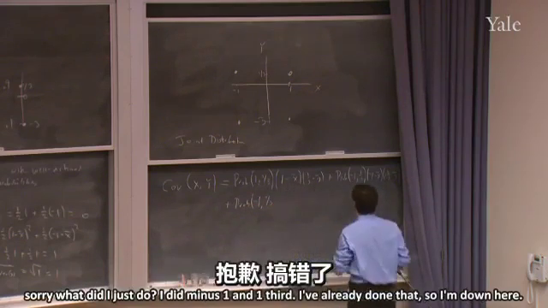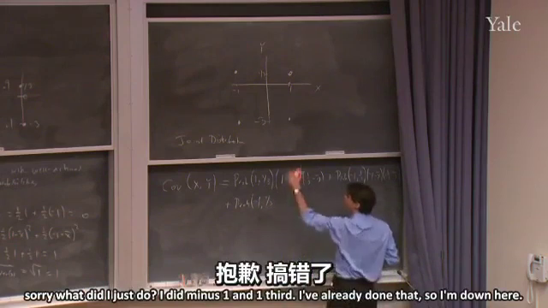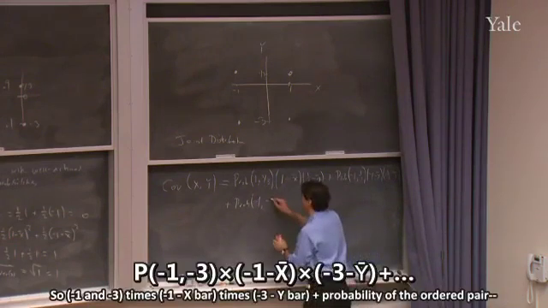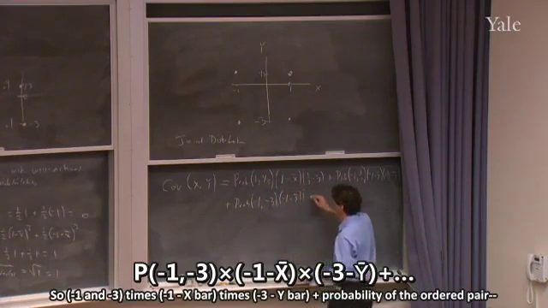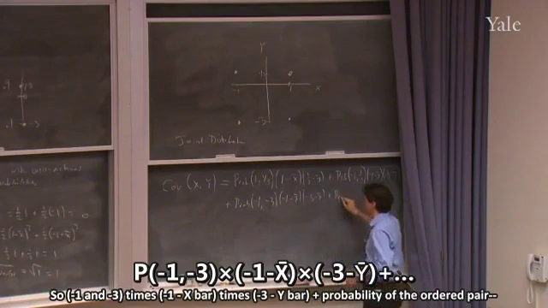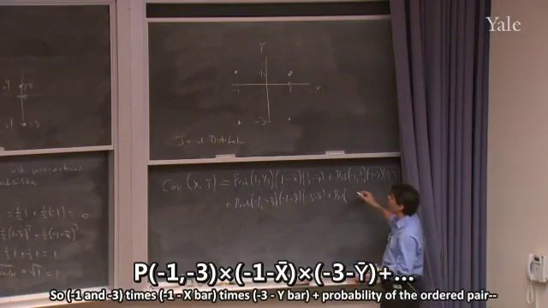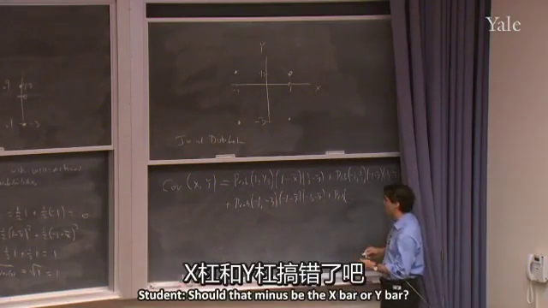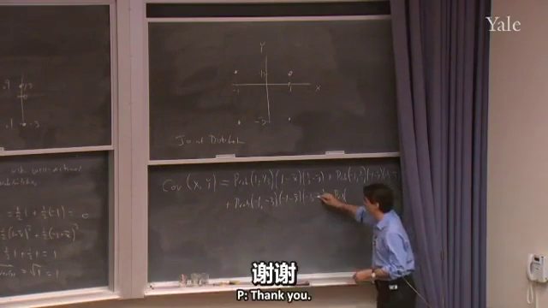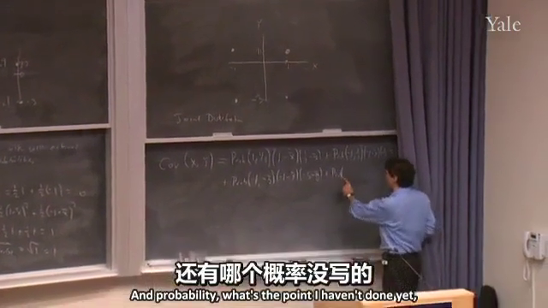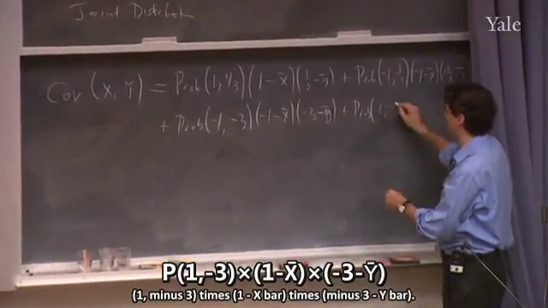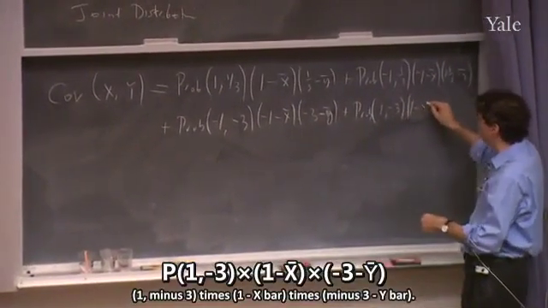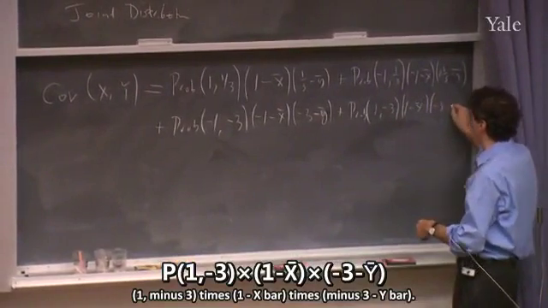Sorry, what did I just do? I did minus 1 and a third. I've already done that. So I'm down here. So minus 1 and minus 3 times minus 1 minus x bar times minus 3 minus y bar, plus the probability of the ordered pair. Should that minus 3 be x bar or y bar? Thank you. And probability, what's the point I haven't done yet? 1 comma minus 3 times 1 minus x bar times minus 3 minus y bar.